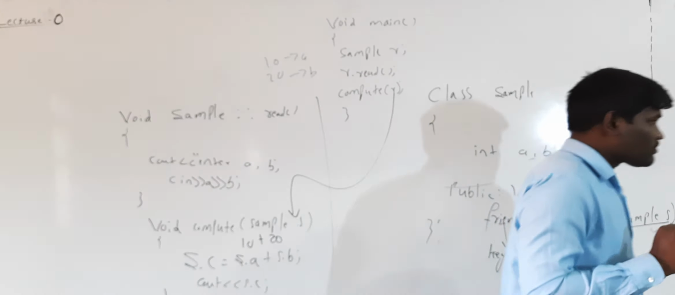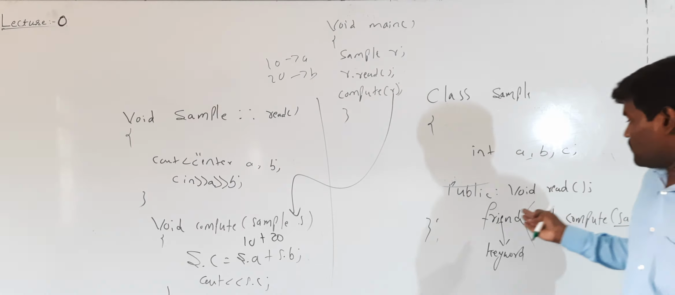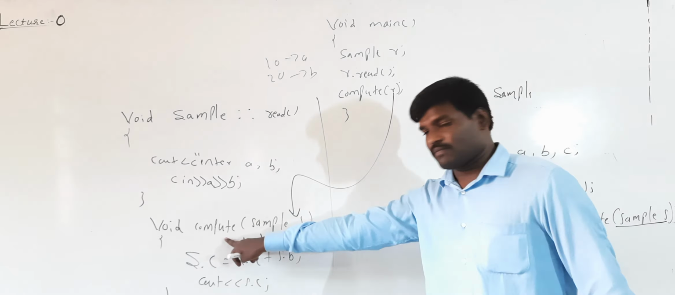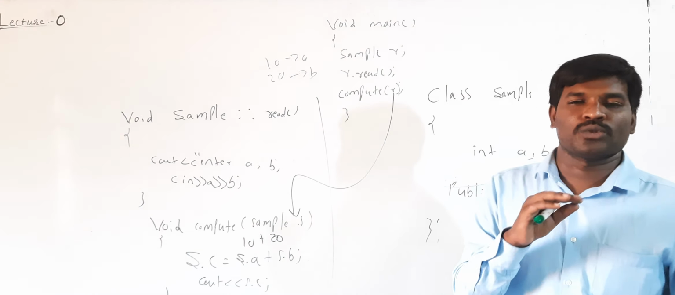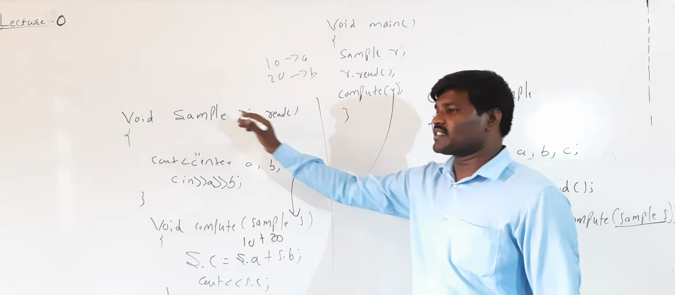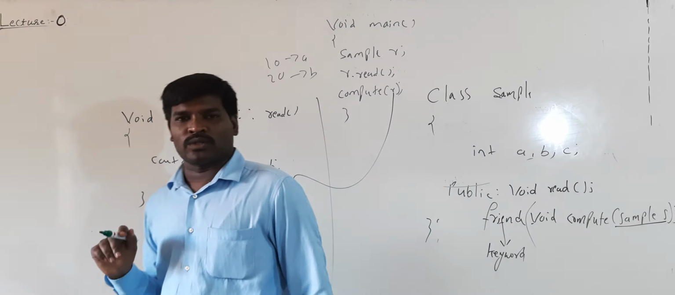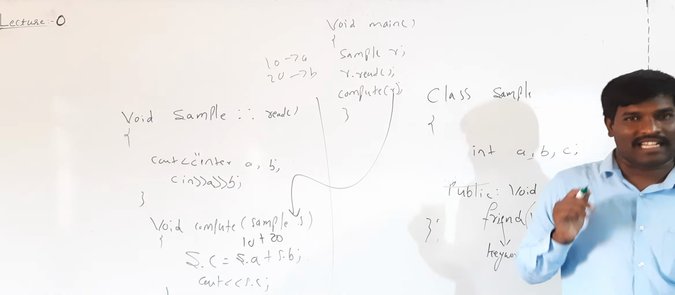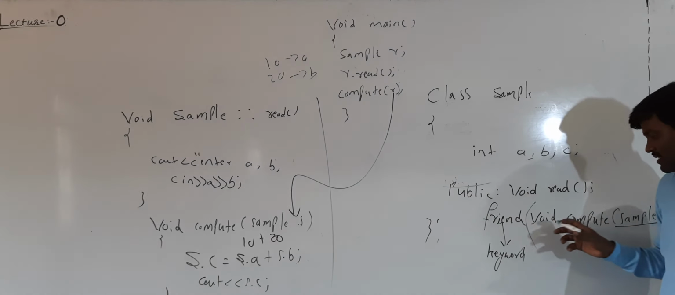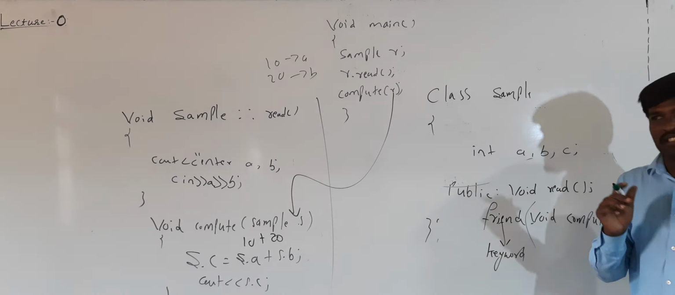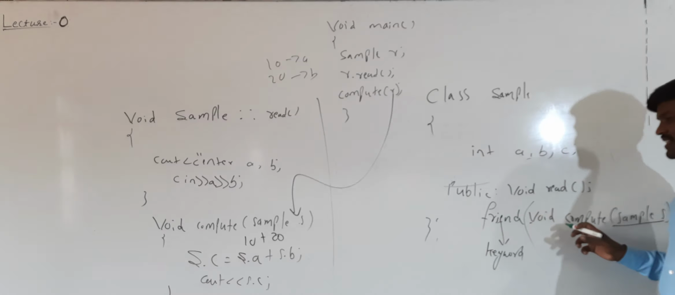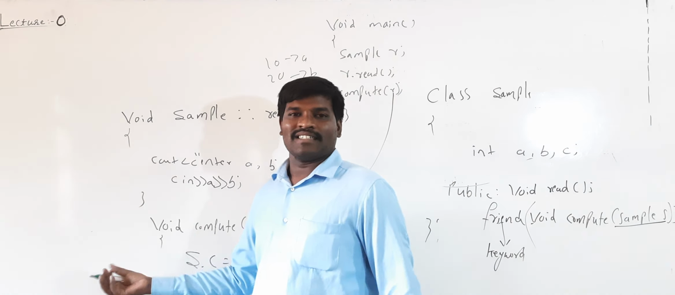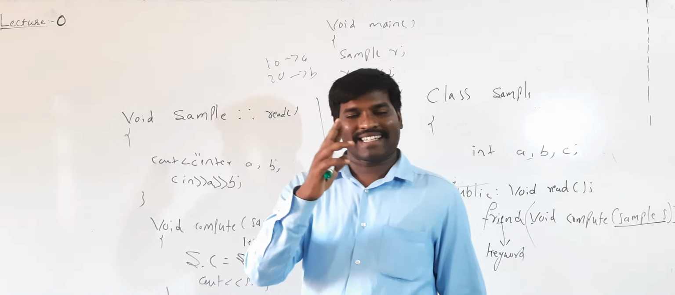Second one is friend function can be defined just like a normal function. Friend function does not use any scope resolution operator. See here, in the read function I have to use scope resolution because the scope resolution operator is used to define the member function outside the class. But here compute is not a member function. It is not a member of the class. So that's why friend function can be defined like a normal function. So this is the second characteristic.